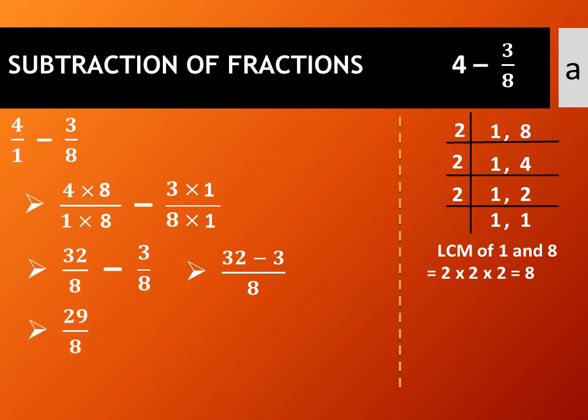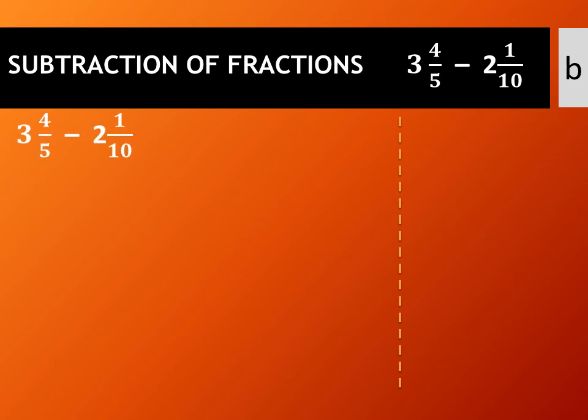Again, it is an improper fraction, so we will convert it into a mixed number. So divide 29 by 8. Everyone knows how we will convert an improper fraction into a mixed number. So the answer is 3 5 upon 8. Let's solve one more question.